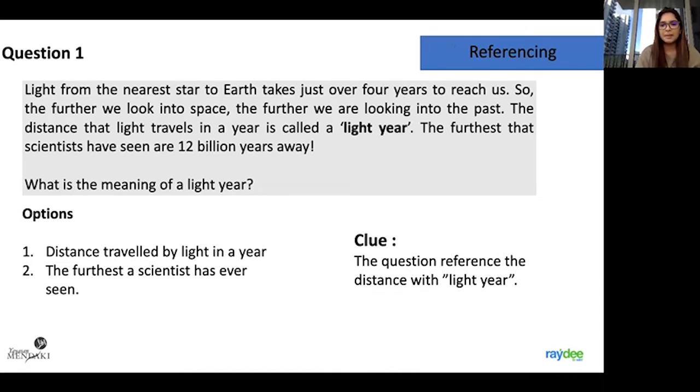So what is the meaning of a light year? So you have two options here. Distance traveled by light in a year, the furthest a scientist has ever seen. So your clue will be, the question references the distance with light year, right? So our answer would be number 1. So what is the meaning of a light year? It means distance traveled by light in a year.